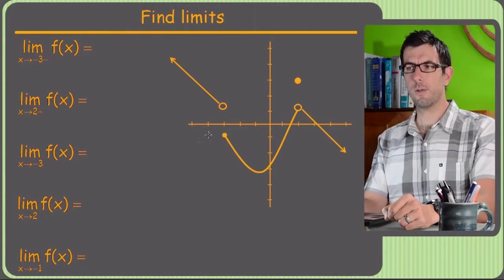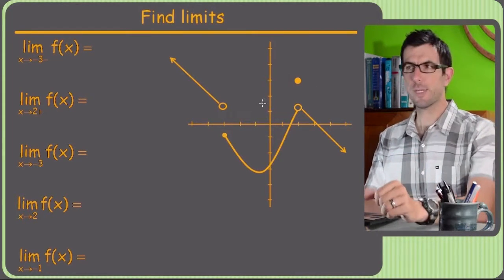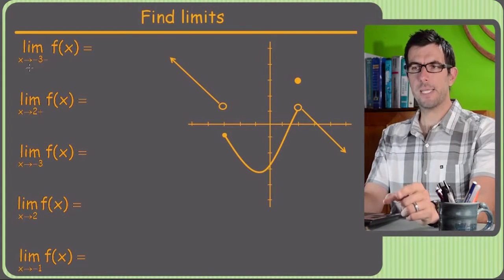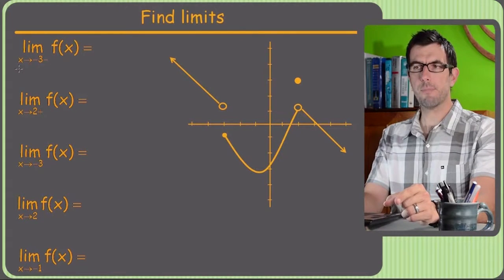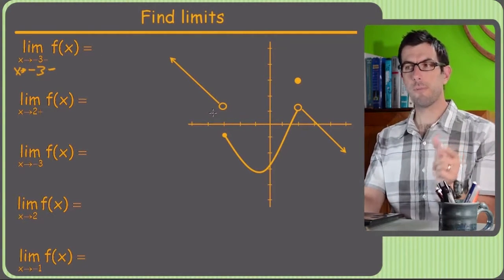Now here's a really crazy one. 3 different chunks, 2 open dots, a closed dot. It's crazy, right? Let's see what happens. All right, so in this one, first of all, I'm asking what's the limit as x approaches -3. That's kind of small. So as x approaches -3, and there's another minus sign, meaning from the left. All right, so -3 approached from the left.